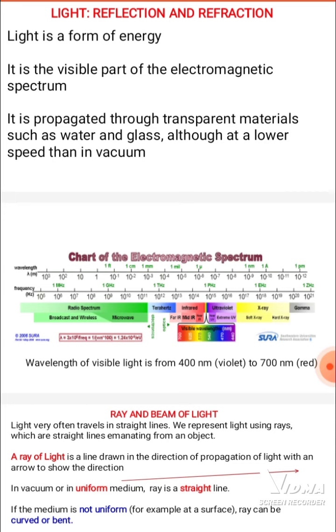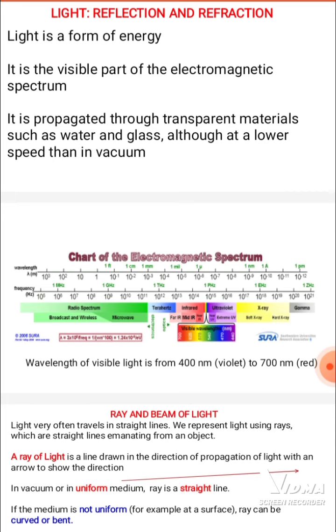Now, when you are talking of light, it is in the visible part of the electromagnetic spectrum. In the electromagnetic spectrum, in the order of decreasing wavelength, you have the radio wave, the microwave, the infrared, and of course the visible light. That's where light belongs. After visible light, you have ultraviolet rays, X-rays, and of course gamma rays.